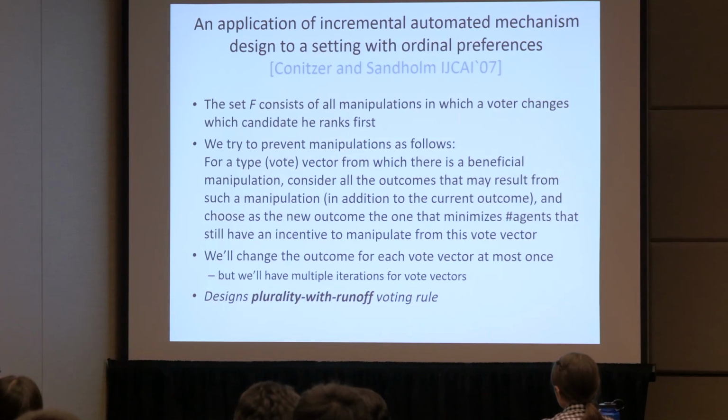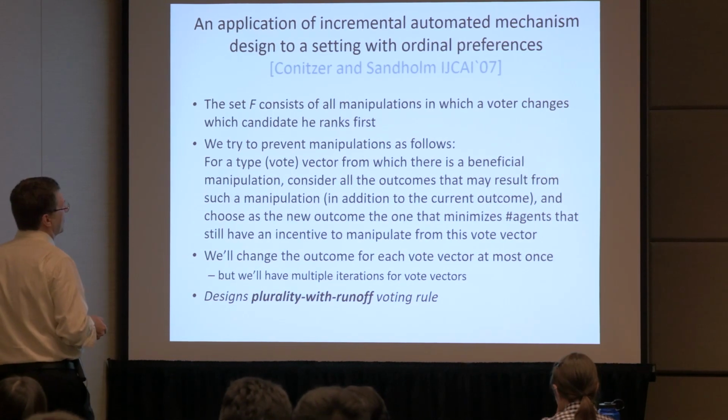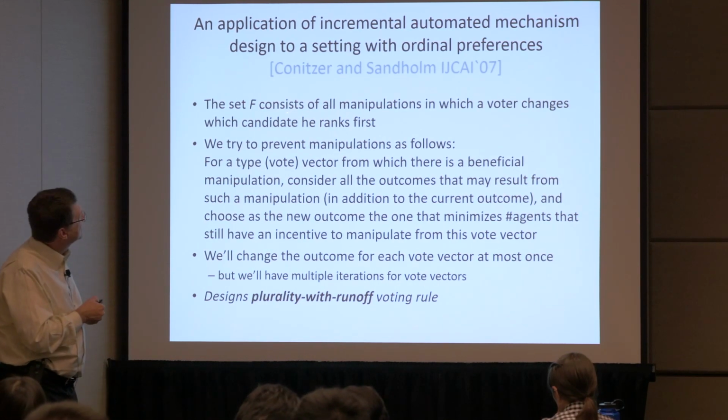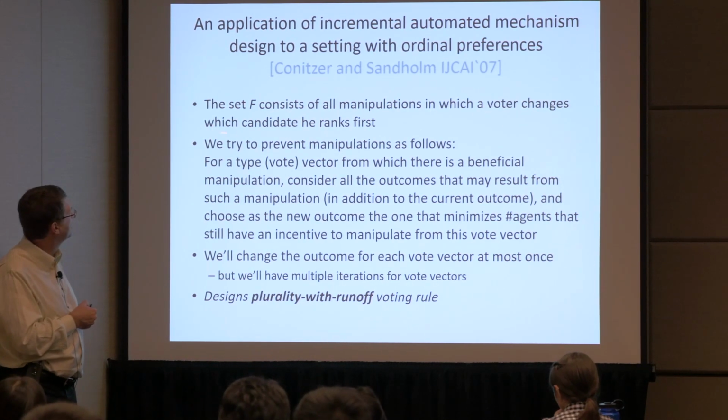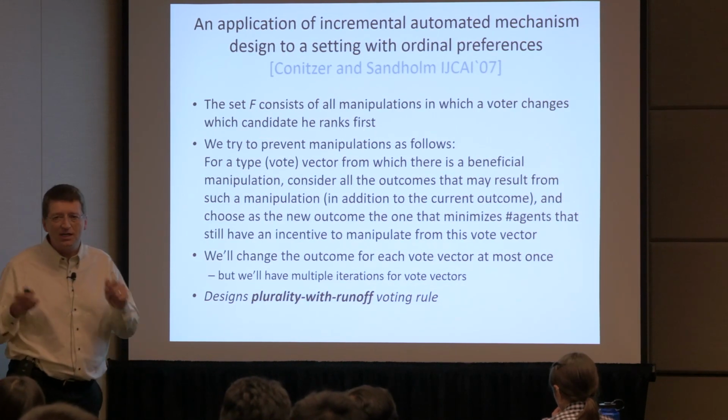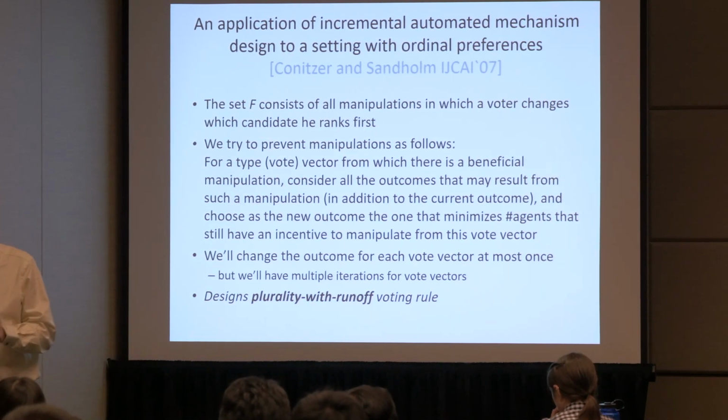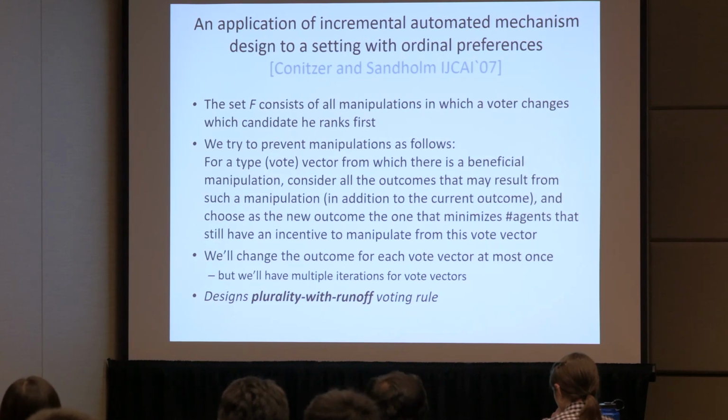The second example is not in auctions, it's in voting. And here we are looking at cardinal preferences. So each voter has a cardinal preference order of the candidates. And the set F consists of all manipulations in which a voter changes which candidate he ranks first. So we're going to start from the plurality voting mechanism, which is the most common voting mechanism. How it works is that we're going to just look at the highest ranked candidate for every voter. And then we're going to say which candidate got most of those votes.